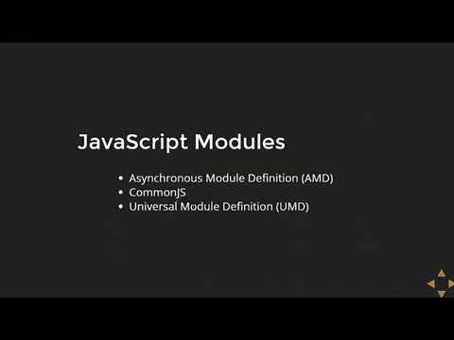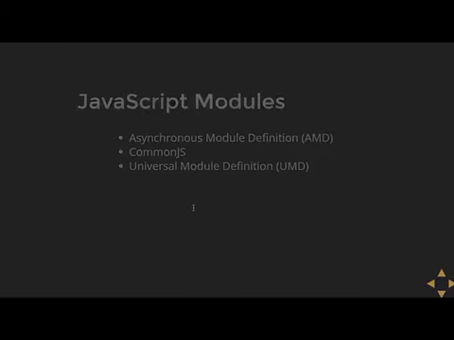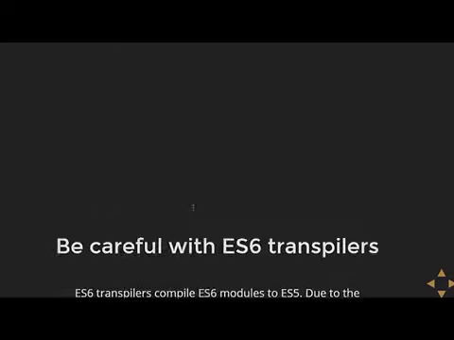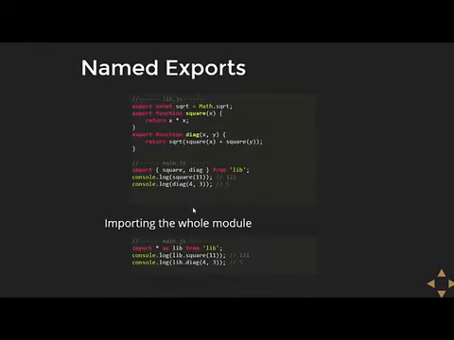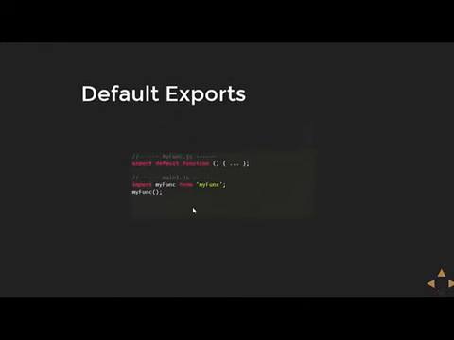Then we talk about the modules. There are different kinds of modules: CommonJS module, UMD, AMD modules. So how to do an import and export of the modules from one file to another file. This is the example which we talked about.